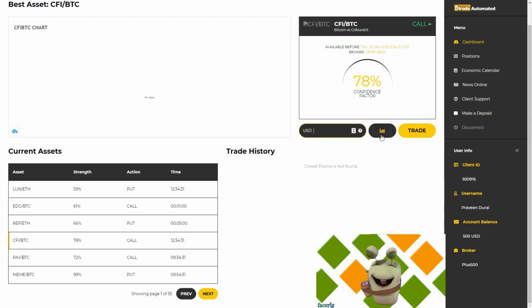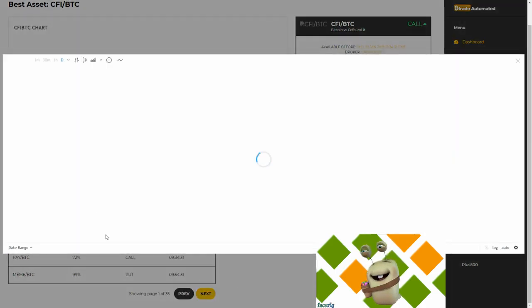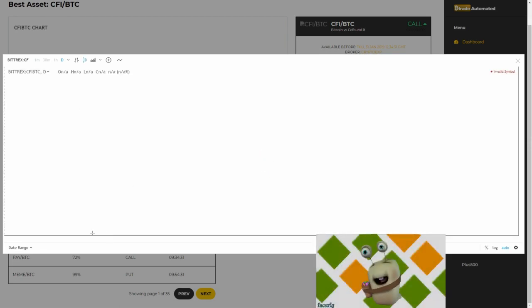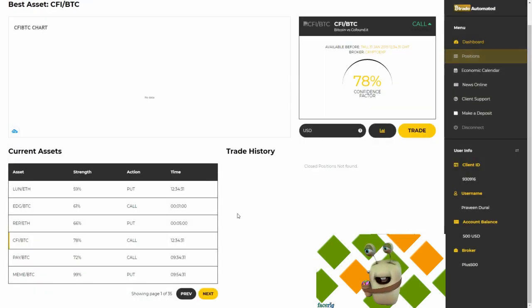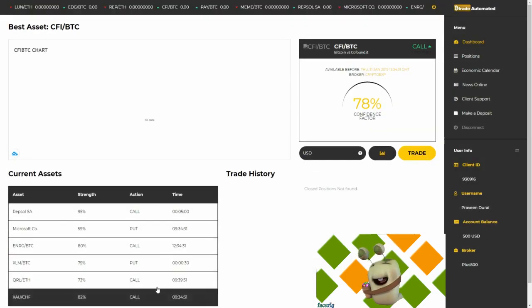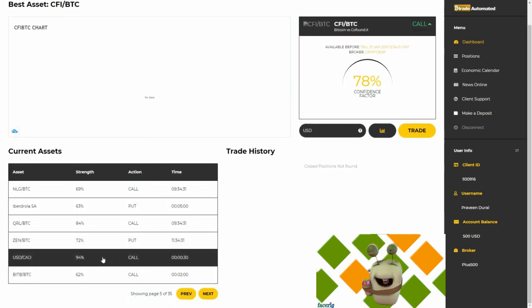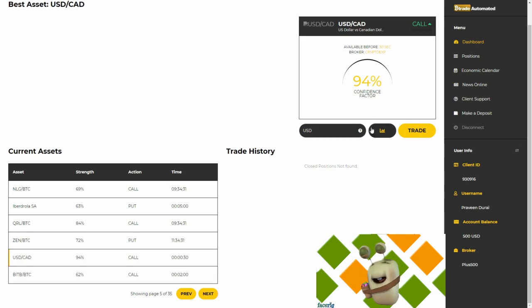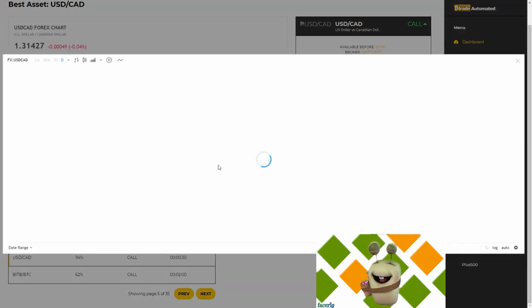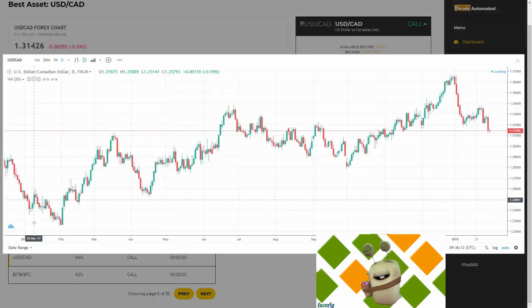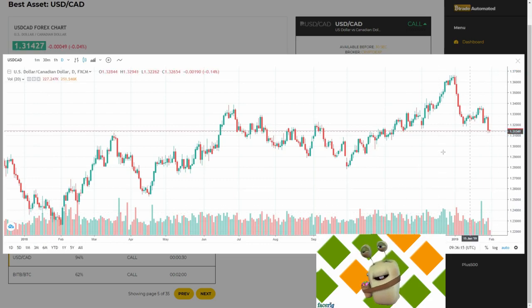And over here, as you can see, it is a graph. Usually this is provided by a lot of auto trading softwares, guys. I don't know what is wrong with this graph over here. Let me just show you some of the graphs over here. Yeah, this has a very good confidence factor, USD CAD. And yeah, as you can see, the graph is over here with the candlesticks and all.